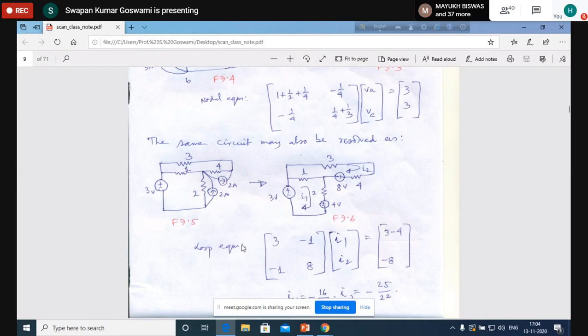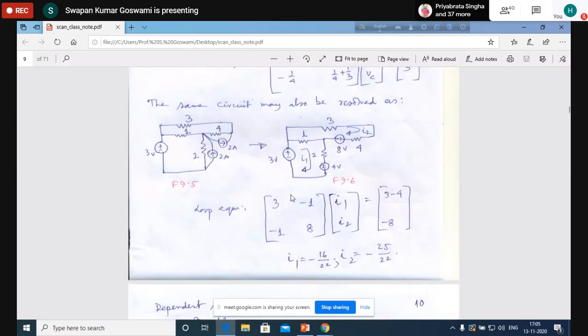Okay, so now this is how we can convert a current source into two voltage sources and finally can write loop equation. Okay, is it clear? You see, conversion of voltage source to current sources and current source to voltage sources, and finally how we have written loop equation and nodal equation.